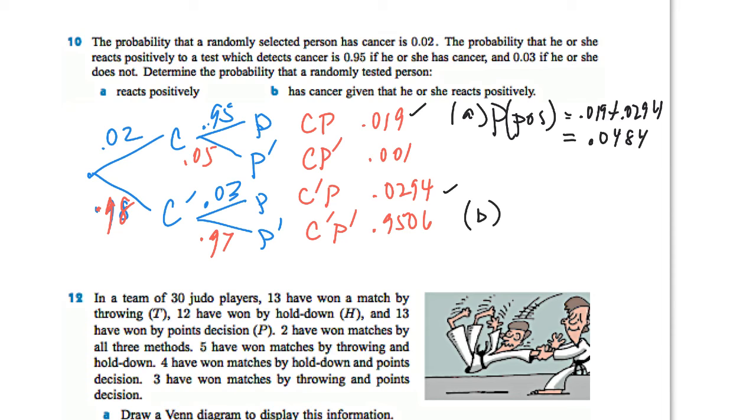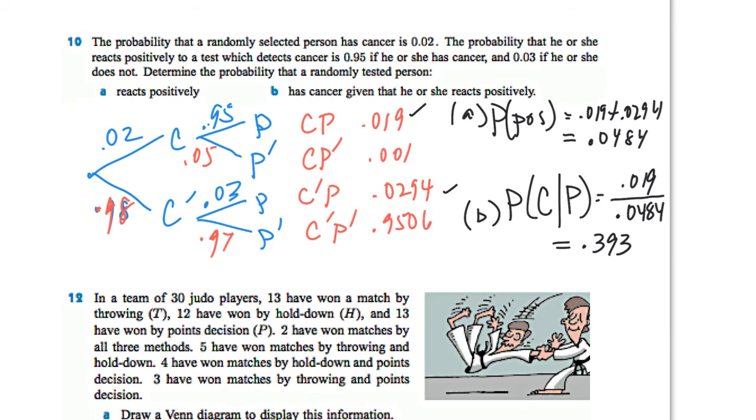Part B, has cancer, given I react positive. Has cancer, given a positive result. Okay, so the 0.0484 was the total proportion of positive results, and then the have cancer would only be the 0.019 of those. So that's 0.393. Let's take a pause on this.